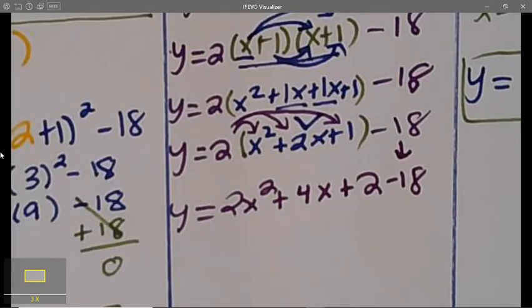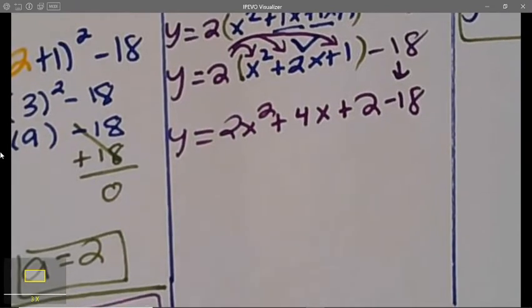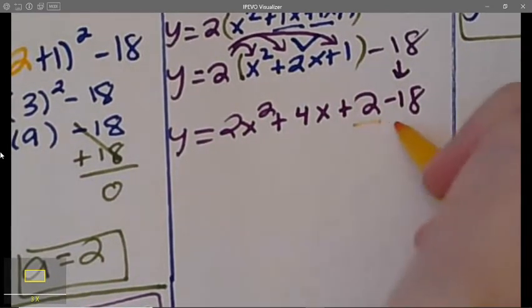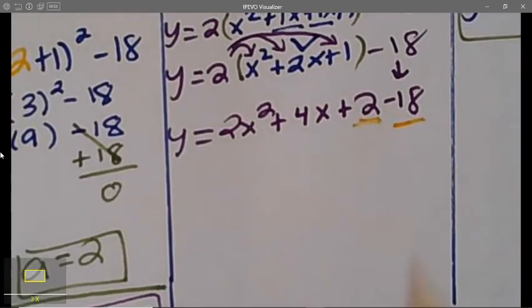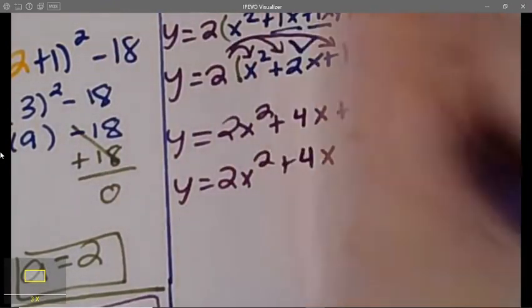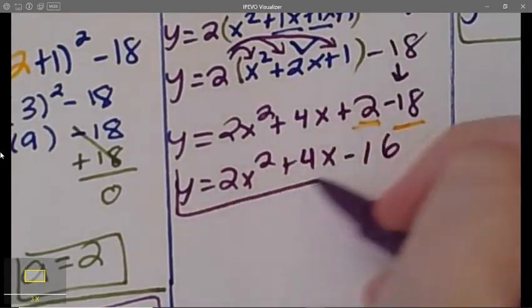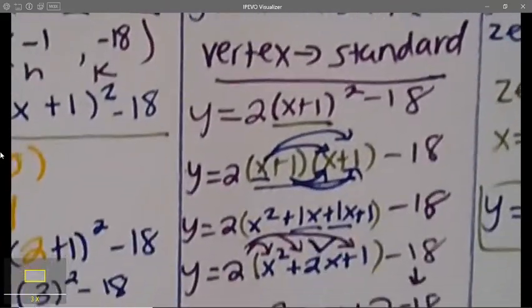All right, the last step, you guys, is to combine like terms. What are the like terms in my equation? They are the 2 and the negative 18. I don't have any other x squareds or x's to combine. So I'm going to bring on down my 2x squared, my 4x, and then 2 minus 18 is negative 16. So there you go, you guys. That is standard form. So that's how you do it if you start from vertex form and go to standard form.